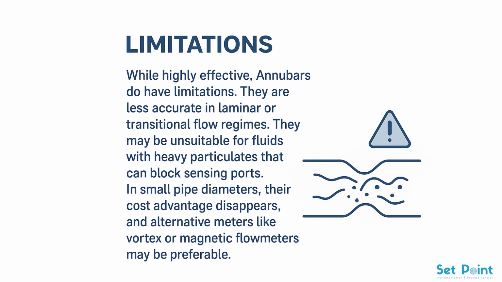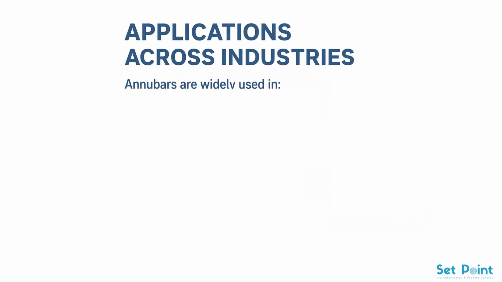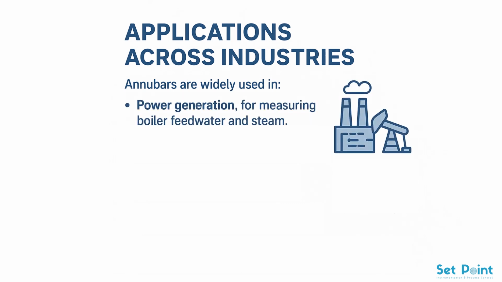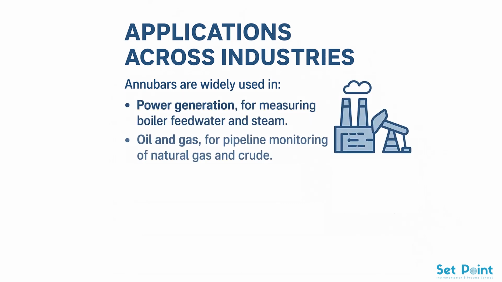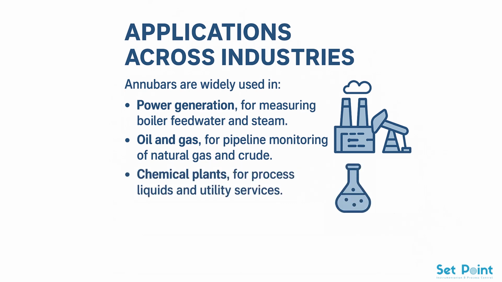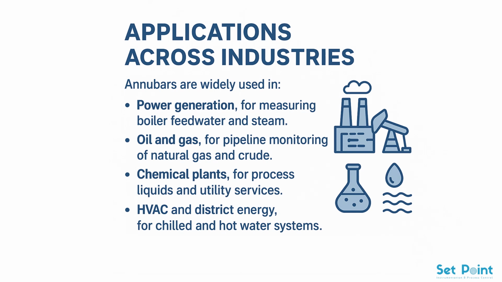Applications across industries. Annubars are widely used in power generation, for measuring boiler feedwater and steam. Oil and gas, for pipeline monitoring of natural gas and crude. Chemical plants, for process liquids and utility services. HVAC and district energy, for chilled and hot water systems. Their combination of accuracy, durability, and low pressure drop makes them a preferred solution for high-energy, large-scale systems.